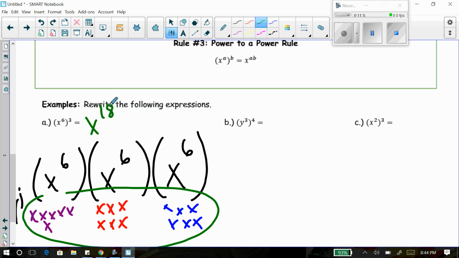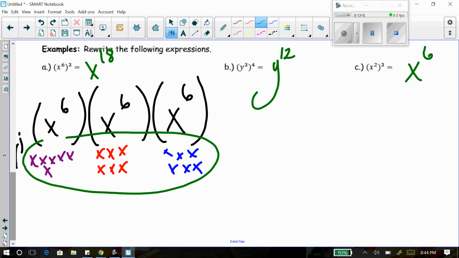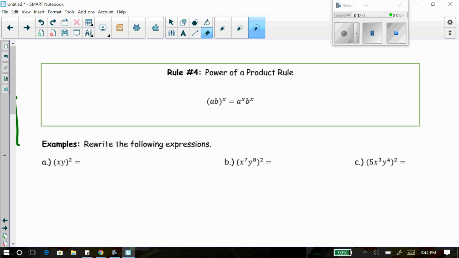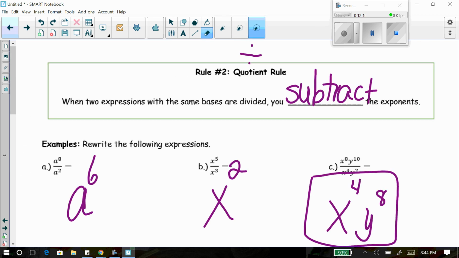Let's try B. Y to the third raised to the fourth. You multiply 3 times 4, which is 12. And next one, x to the second raised to the third. 2 times 3, 6. I don't know that I have any more examples for that one, no. So that is the power to a power rule.